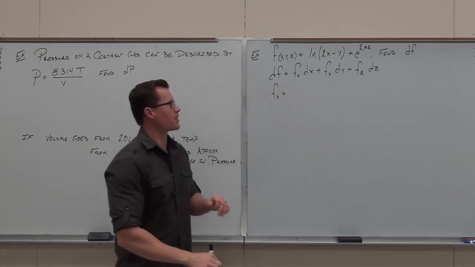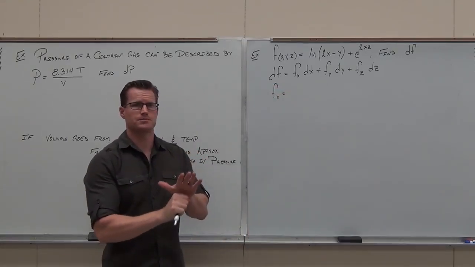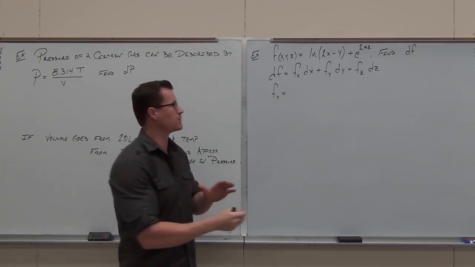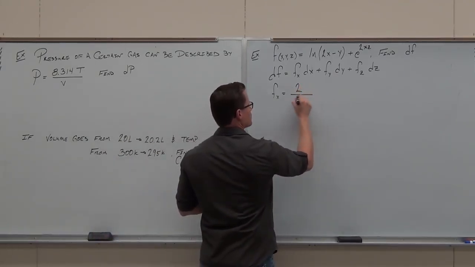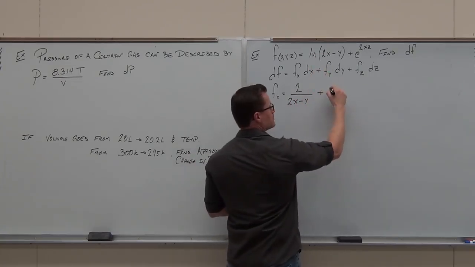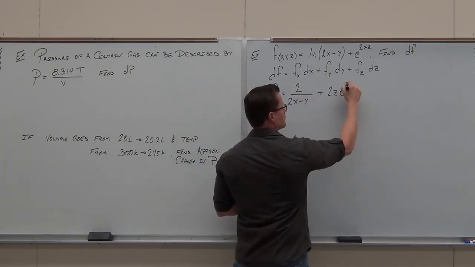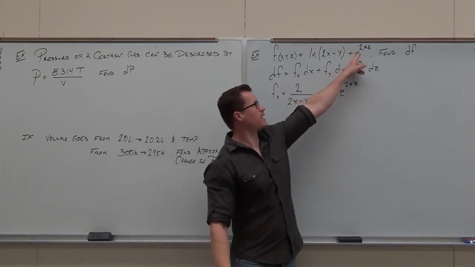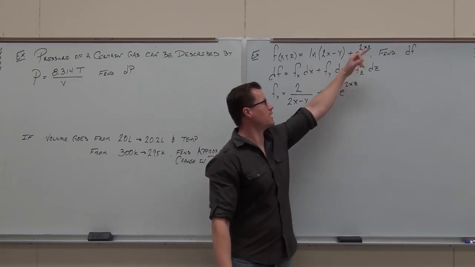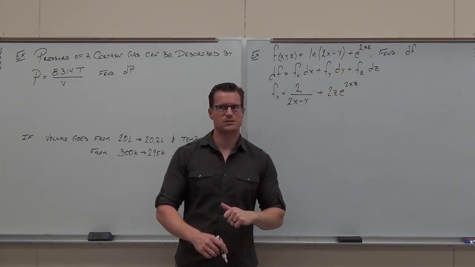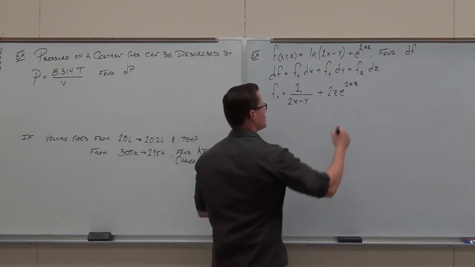Were you able to find the partial derivative of f with respect to x? Were you able to do it? Yeah or no? Yes. Hopefully you got 2 over 2x minus y for the first part. Here, partial derivative of this with respect to x says chain rule. You get 2z, and then you get your exponential back. Did you guys get that one? Yes. Hope so.